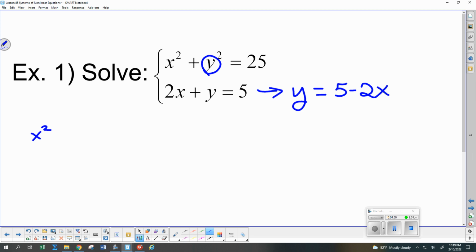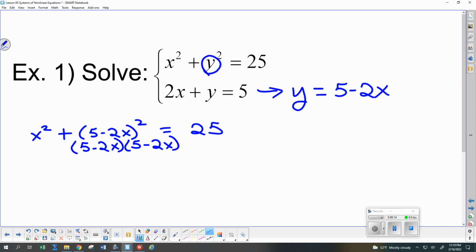So we've got x squared plus, and instead of y times y, I now have 5 minus 2x times 5 minus 2x equals 25. So everybody see that all we've done is substitute. Now this 5 minus 2x squared means we've got 5 minus 2x times 5 minus 2x that we have to FOIL out. So we keep this first x squared.